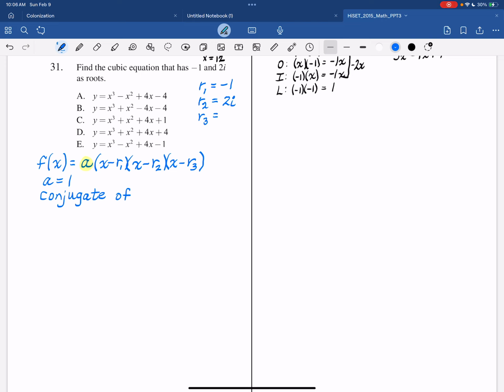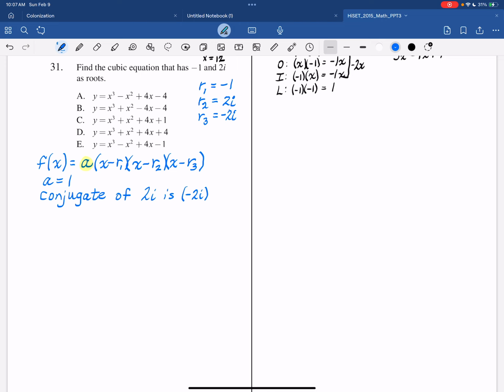And this is where conjugate comes in. The conjugate of 2i is -2i. And that will act as my third root. And again, this goes into some deep algebra concept instruction that I'm not going to do. I'm assuming that you know these things. If not, skip this problem. Okay, now we are finally ready to set up our equation.